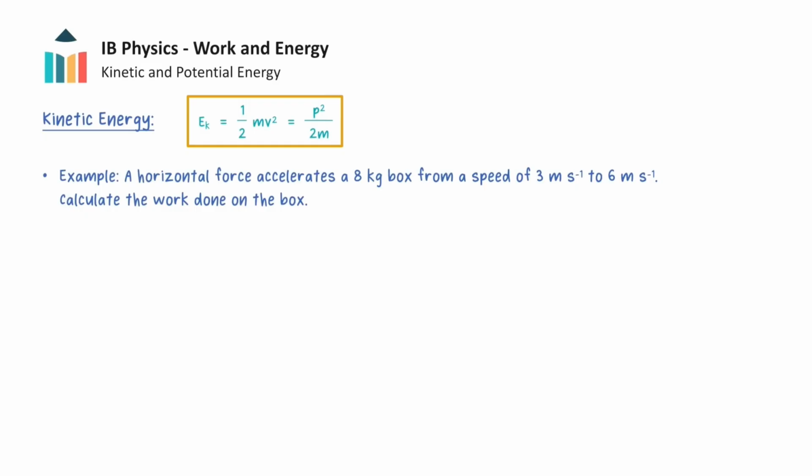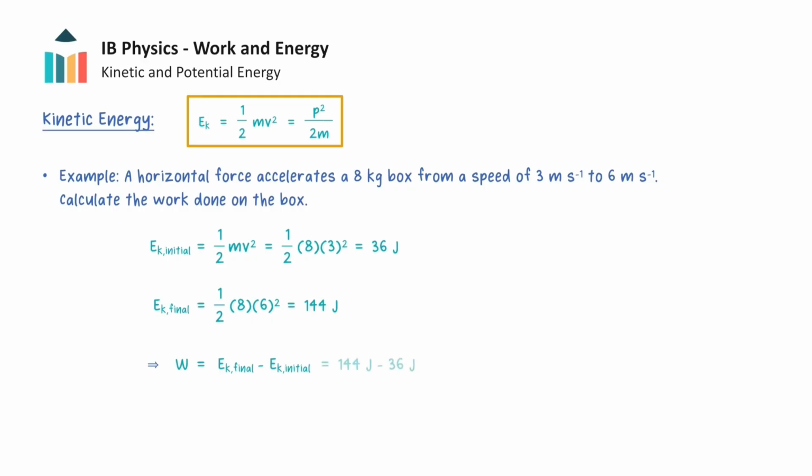In the following question, we want to calculate the work done on the box to increase its speed. Using the formula for kinetic energy and substituting in the relevant values, we get an initial kinetic energy of 36 joules and a final kinetic energy of 144 joules. We can then recall that the work done is equivalent to the change in kinetic energy, so calculating the difference between these values gives 108 joules for the work done by the horizontal force.